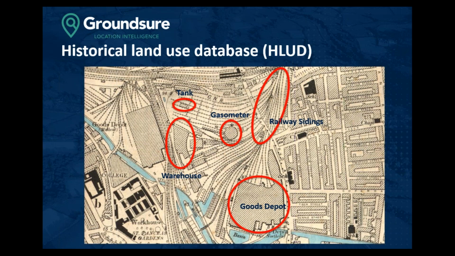Now, typically a site like this, you would draw, or other companies would actually draw a polygon around the whole site and list it as a disused railway station. But what we actually do is a little bit different. We actually highlight and draw a polygon around every single feature on that site, as you can see that we've done here. That's why we actually have over 27,000 individual land uses.